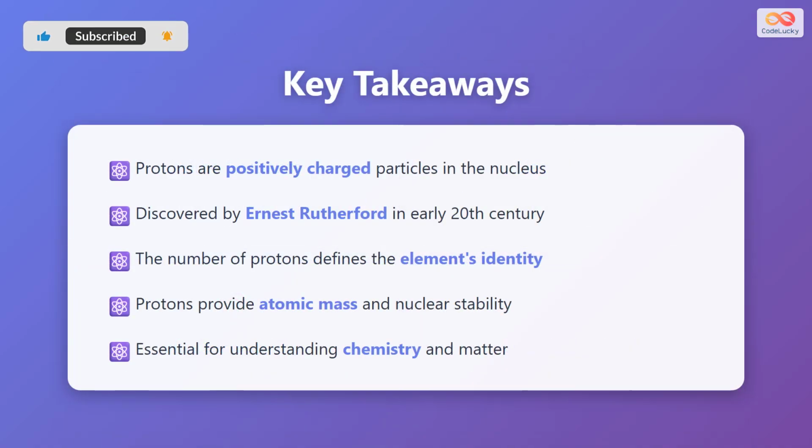Let's review the most important concepts about protons. Protons are positively charged particles that are found in the nucleus at the center of every atom. They were discovered by Ernest Rutherford in the early 20th century through groundbreaking experiments. The number of protons in an atom defines the element's identity and determines its position on the periodic table. Protons provide atomic mass and contribute to nuclear stability by binding with neutrons in the nucleus. Understanding protons is essential for comprehending chemistry and the nature of matter itself.